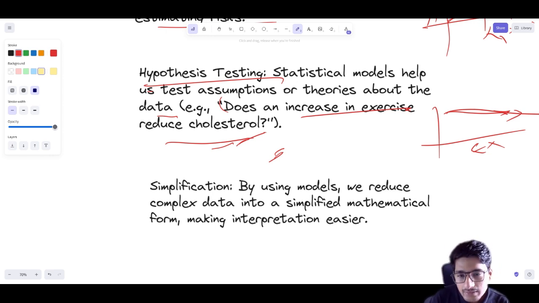And now let us look at the next one, simplification. So what do I mean by it? By using models, we could reduce complex data into a simplified mathematical form. Basically, we have very complex data like heart rate, or suppose we have COVID data in huge numbers. These complex data can be simplified using a mathematical form, and then we could make interpretations using data visualization.